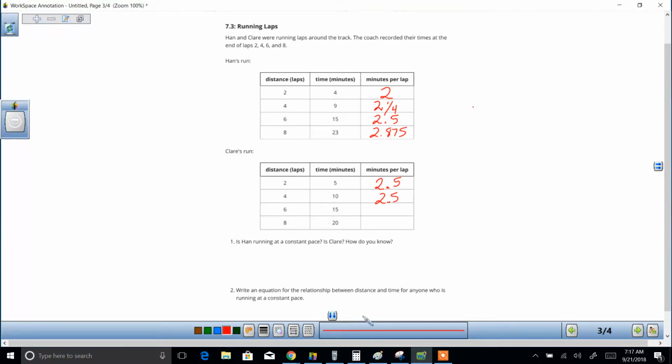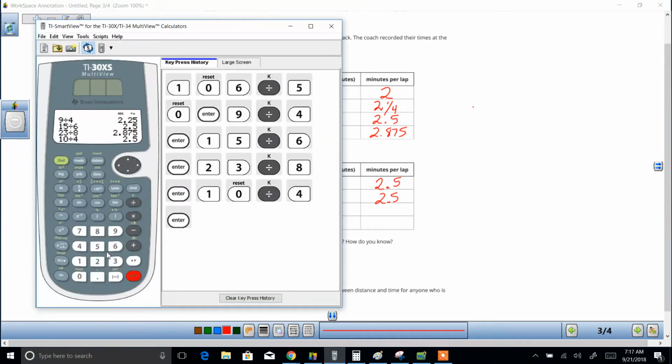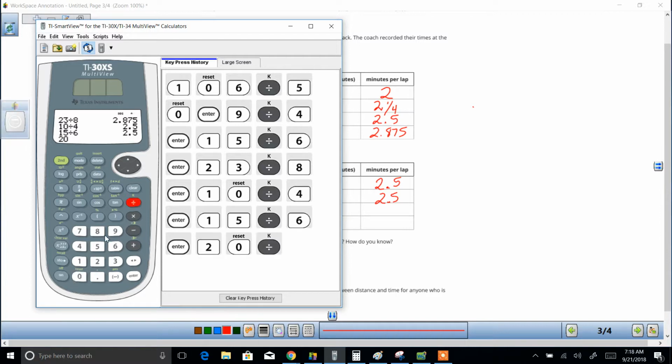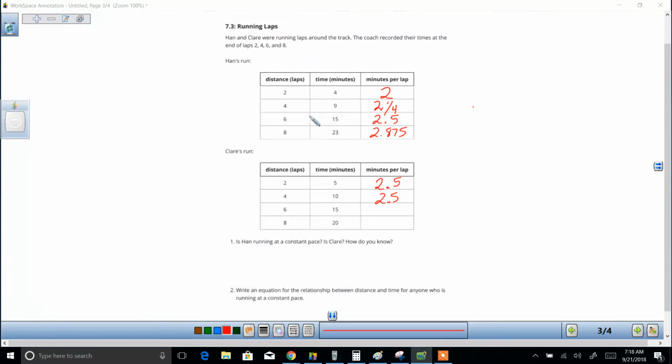And then 15 divided by 6 and 20 divided by 8. And they're all the same. They're all 2.5 minutes per lap. So Han's kind of slowing down. Claire kind of set herself on a pace and stuck with it.